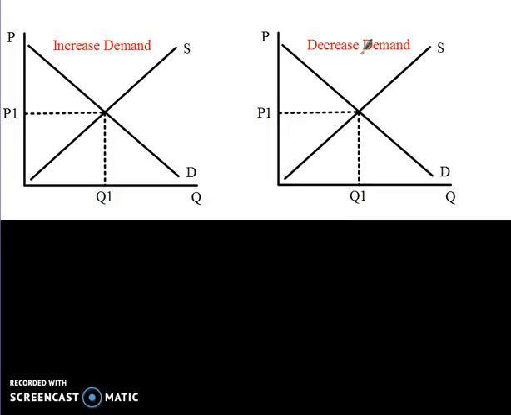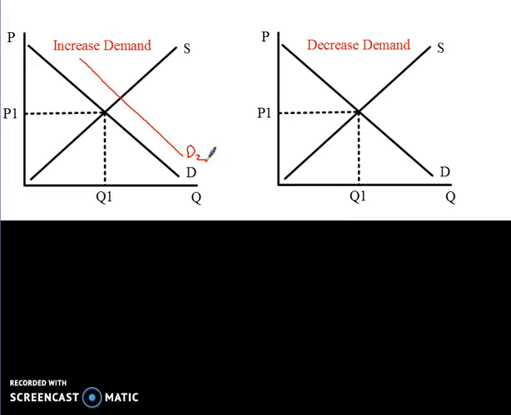So let's look at this first one. The first one over here says increase demand. So what does increased demand mean? Well, remember, demand means that the curve shifts. We saw that on a previous video. And I just told you that increase means right. So what we're going to do is shift the demand curve to the right. Let me just redraw that. We're going to shift the demand curve to the right. And we're going to call that demand curve D2.